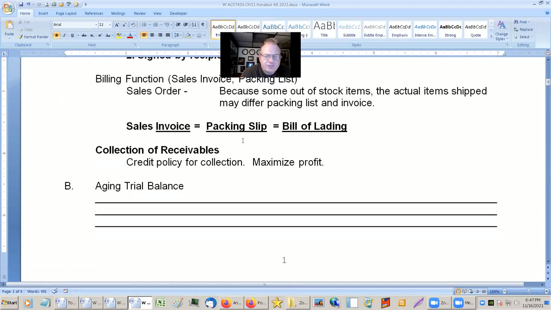Is that a good policy? To only sell to millionaires? What's the problem of only selling stuff to millionaires? Small customer base? Yeah, you're going to turn away a whole bunch of customers that could give you a whole lot more profit. So you're always trying to maximize profit.